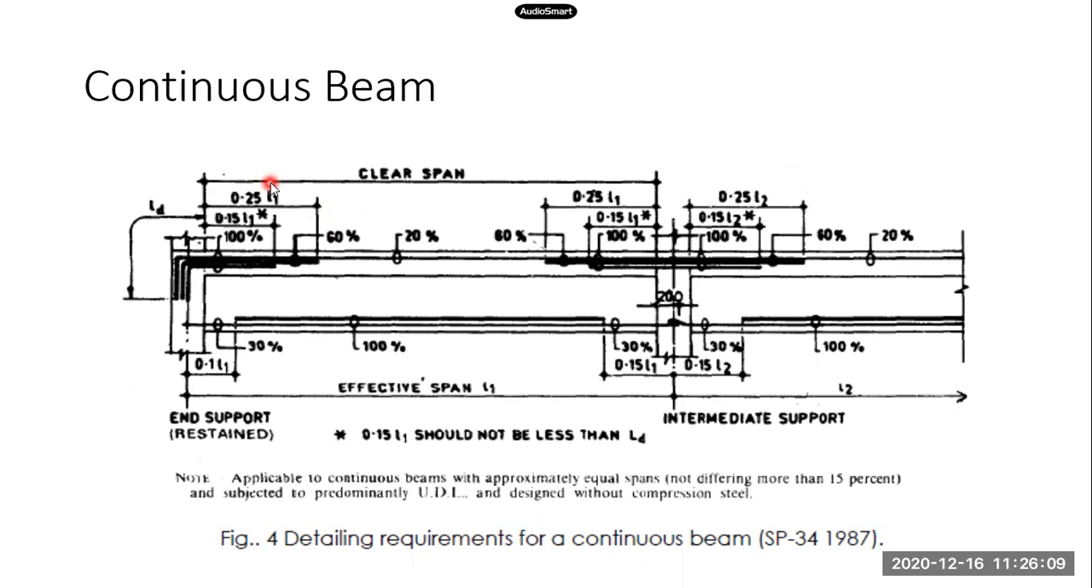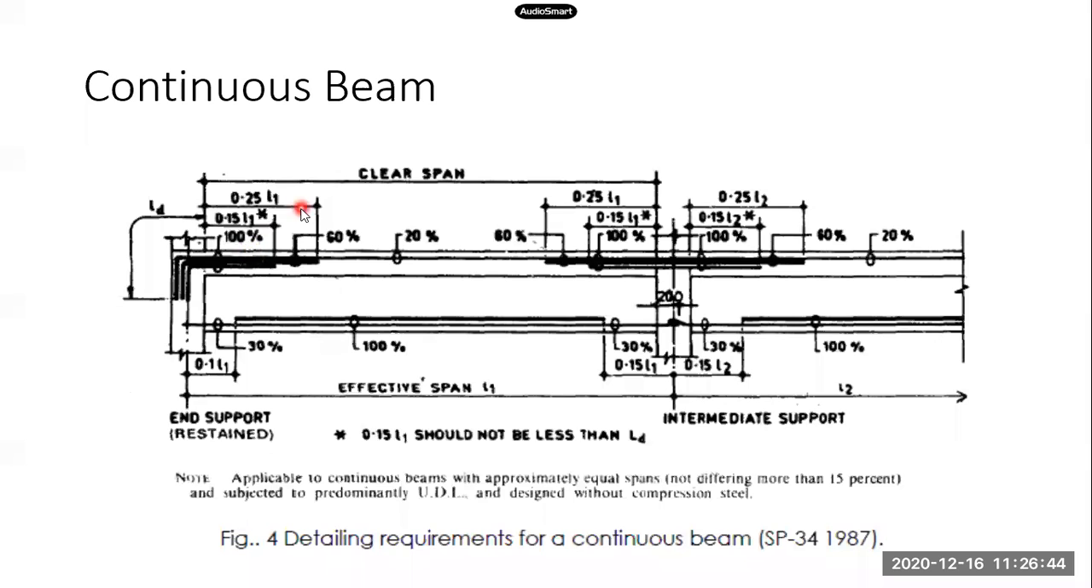So I hope you will now be able to read these SP34 details. Sit and go through this SP34 detailing. When a problem is given to you, you should be able to do these calculations: 0.15 L1, 0.25 L1, or 0.15 L2, 0.1 L1. If I give you the span of the beam, you can calculate 0.15 L1. For a 5 meter span, 0.15 L1 is 750 mm, so after that distance you will go for curtailment here. Like that, you will be able to come up with the calculation.